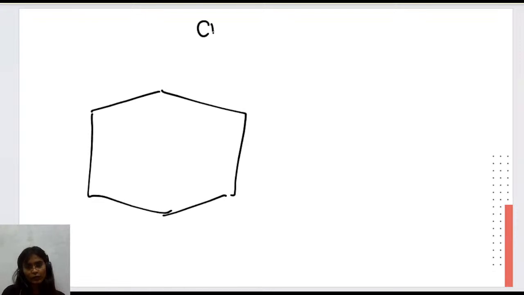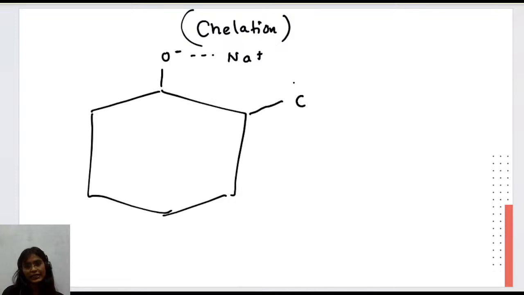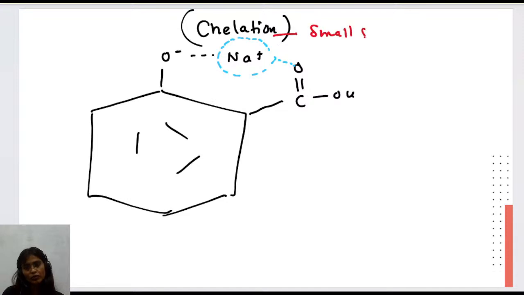Maybe you already know what chelation is. Anyone? What is chelation? The ligand is connected and a kind of cyclic structure forms, as in coordination chemistry. In this case, this is O negative and then sodium positive and then the CHO is there. You can say there's hydrogen bonding between them, but still the sodium forms a kind of chelate between these two, a cyclic kind of thing. And this chelation is only possible for small size.